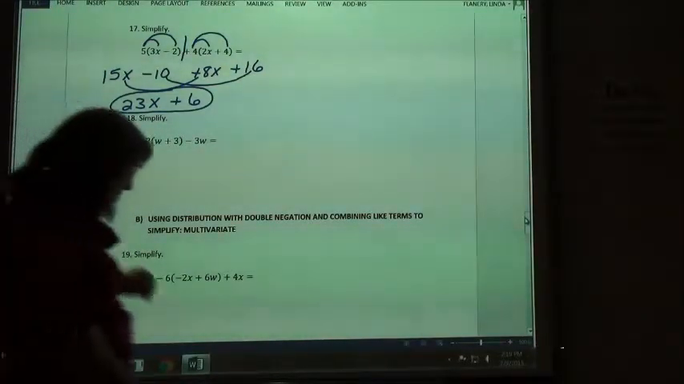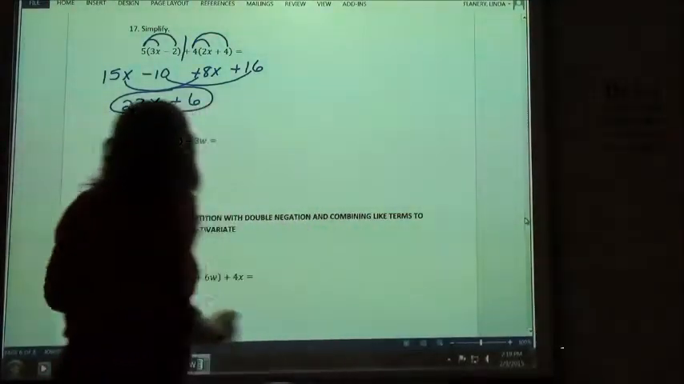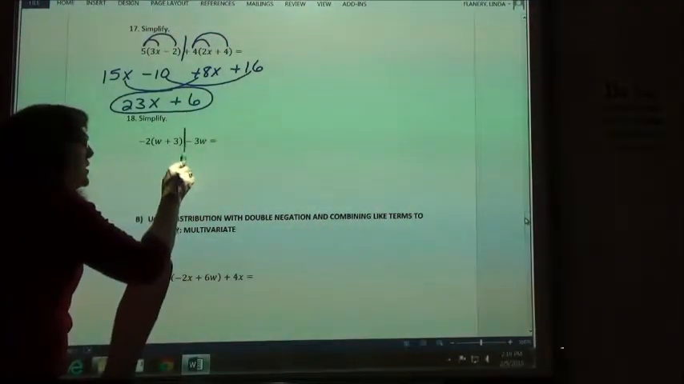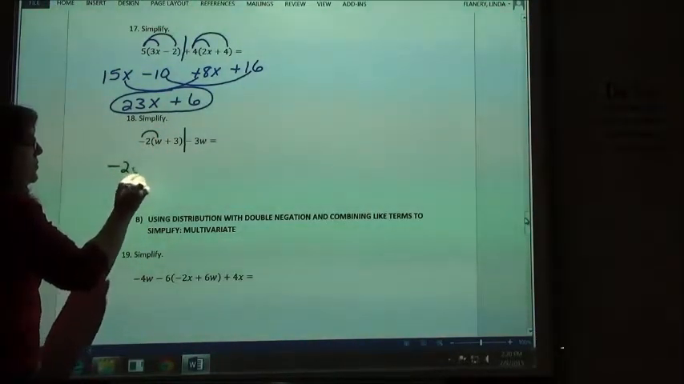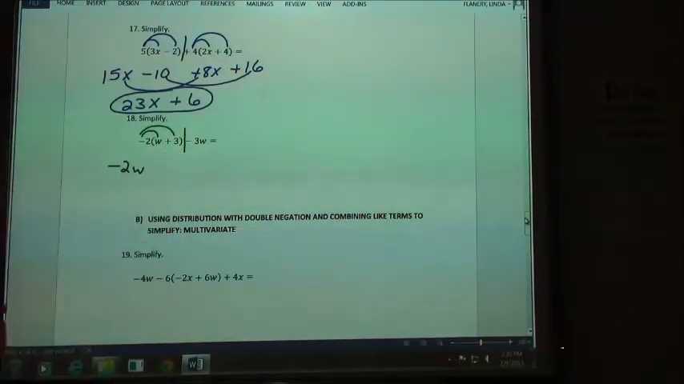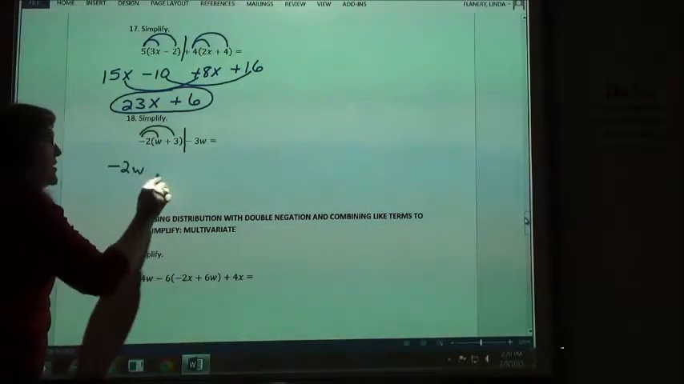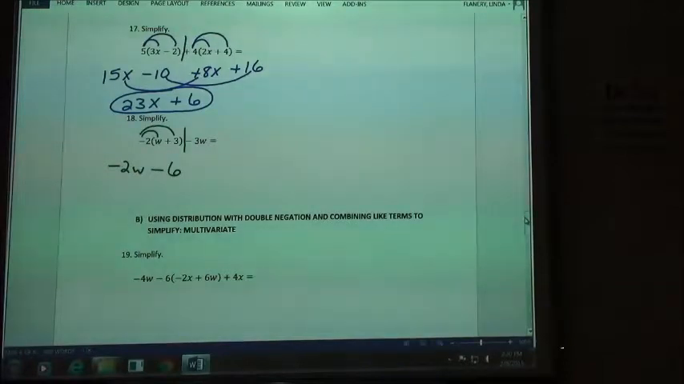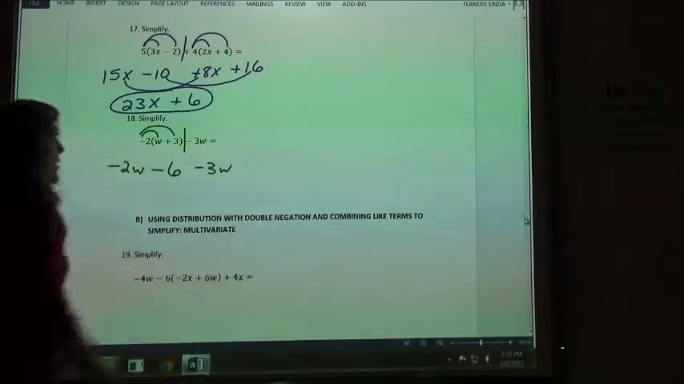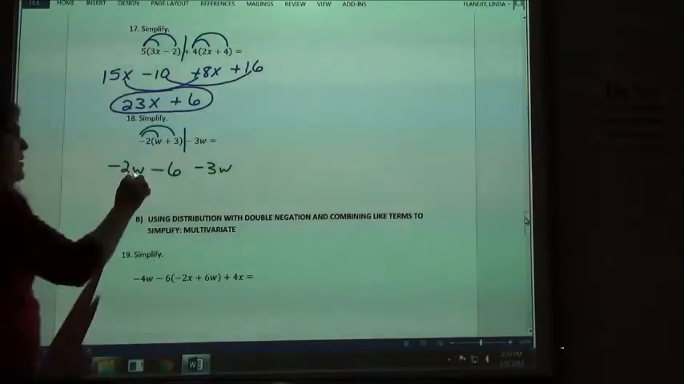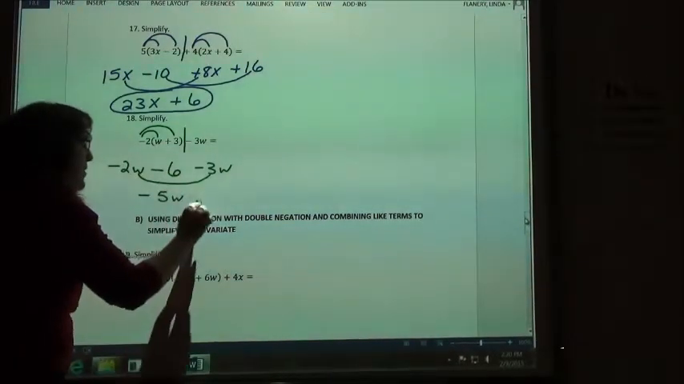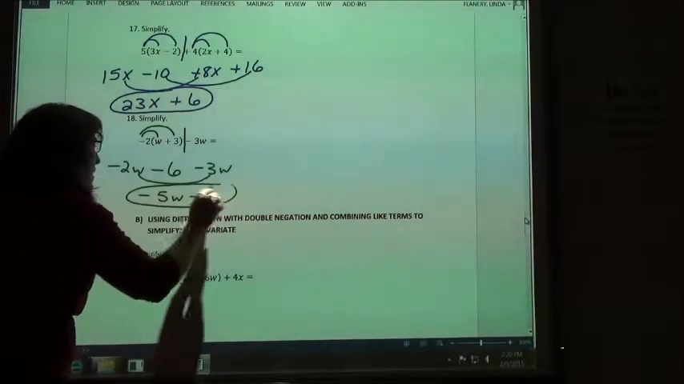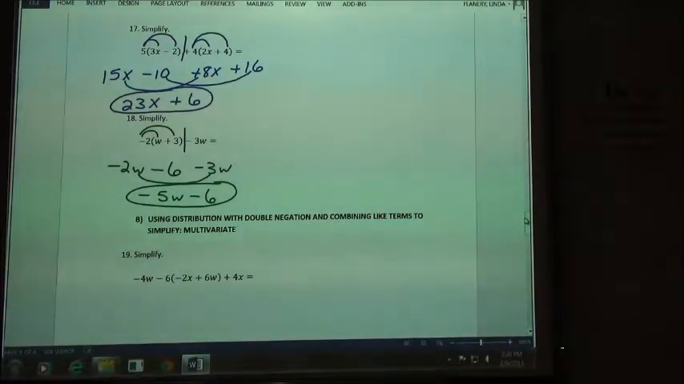Number 18, same kind of thing. I got to use my distributive property first. I'm going to multiply just up to the end of the parentheses. So negative 2 times w is negative 2w. Negative 2 times a positive 3. Negative times a positive is a negative. 2 times 3 is 6. That minus 3w is just going to come down. So when I combine my like terms, negative 2 minus 3 would give me negative 5w, and then the minus 6. So negative 5w minus 6 would be my answer.